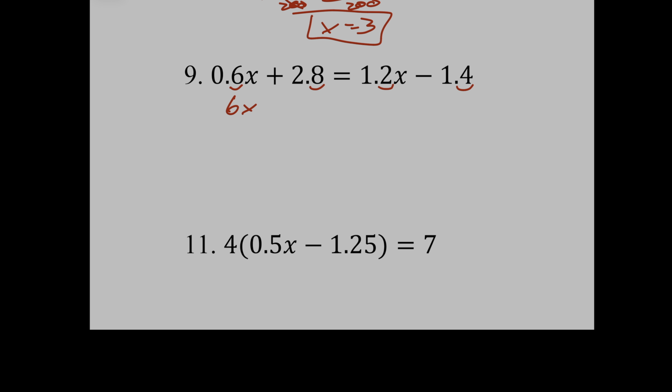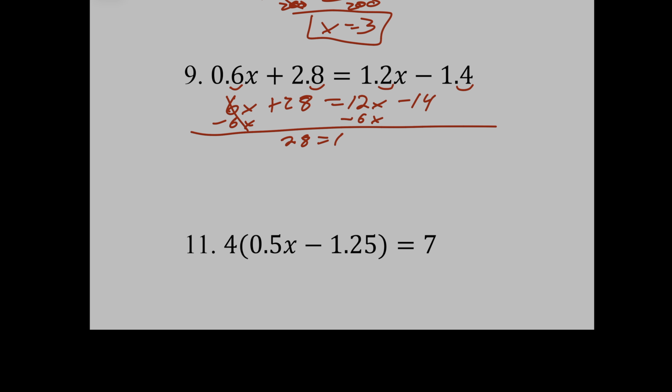6x plus 28 equals 12x minus 14. Cool. Now I have variables on both sides. And as we talked about earlier in different problems, I like to move the variable so that we can keep the variable positive. I'm going to get 28 equals 6x minus 14. Letters on one side, numbers on the other. So here the number has to move.